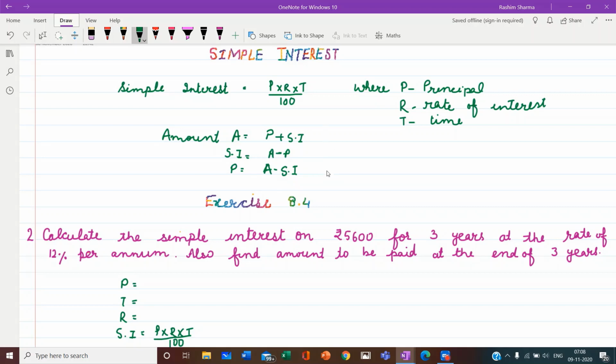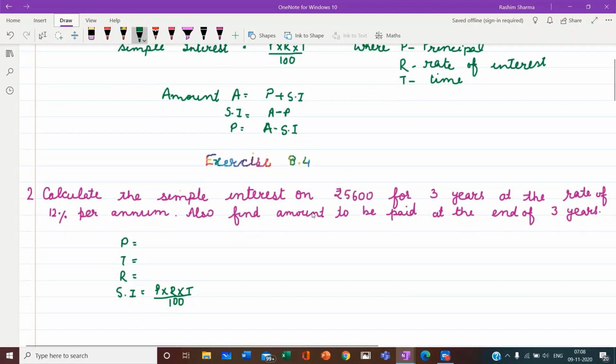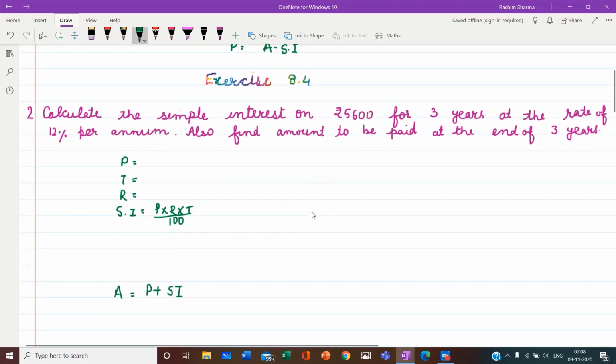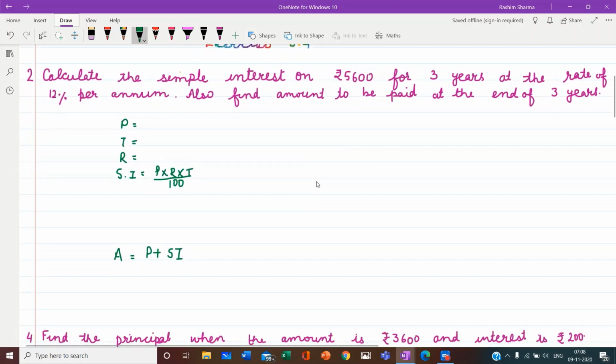So by using these formulas, we are going to solve exercise 8.4. Question number 2 in the exercise is: calculate the simple interest on rupees 5600 for 3 years at the rate of 12% per annum. Also find the amount to be paid at the end of 3 years.